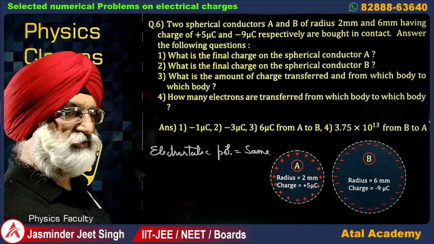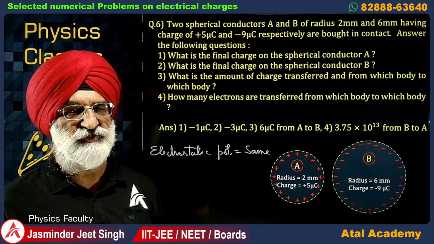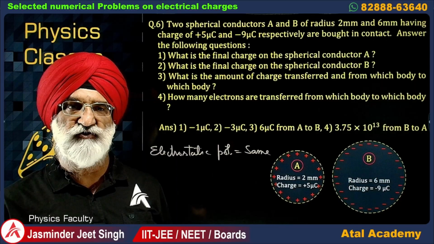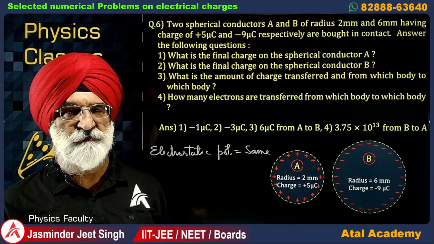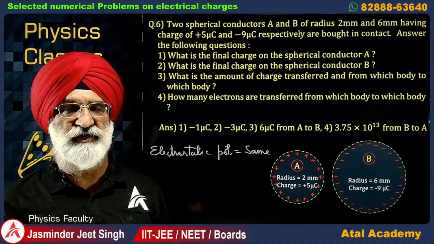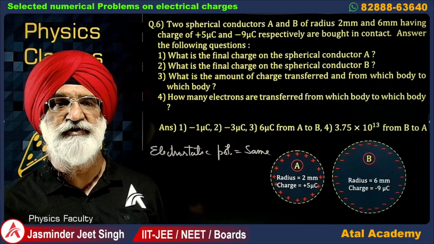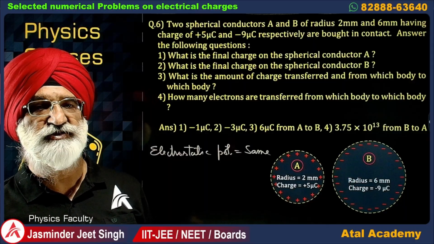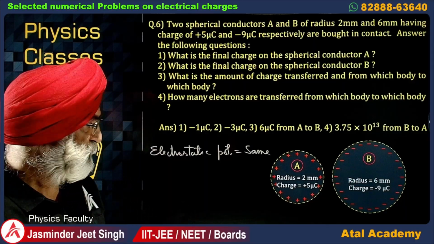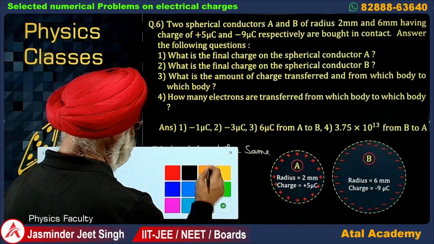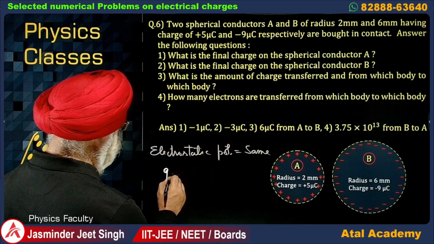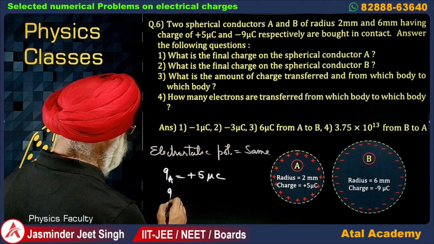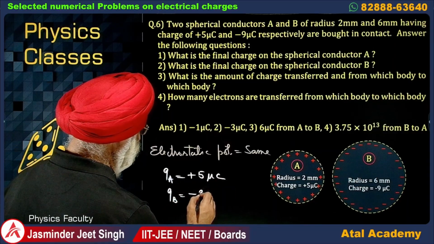When they are brought in contact, the electrostatic potential will become equal. When any two bodies have the same electrostatic potential and they are given some charges, the charges will be redistributed according to the radius. Now we will see how the charges are to be redistributed. The initial charge on conductor A, body A, is plus 5 microcoulomb, and the initial charge on conductor B is minus 9 microcoulomb.